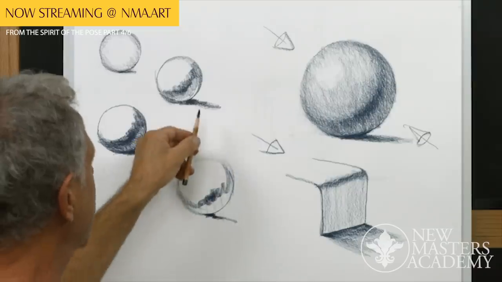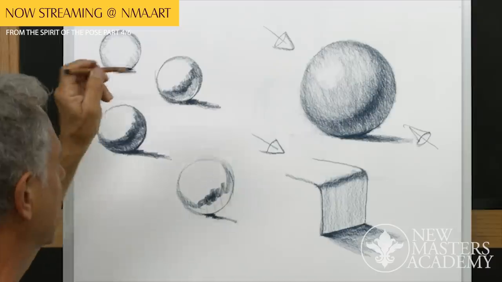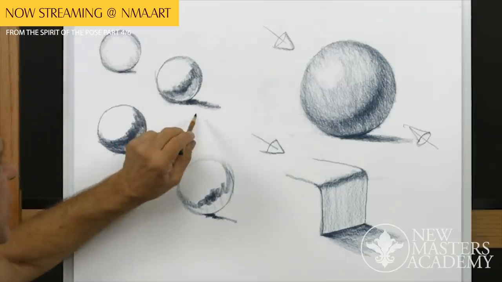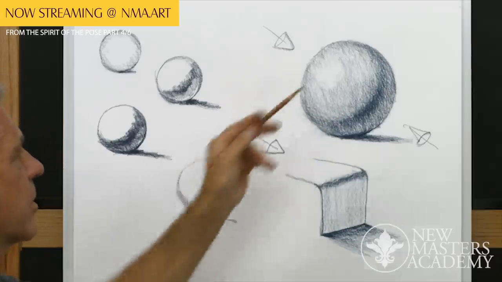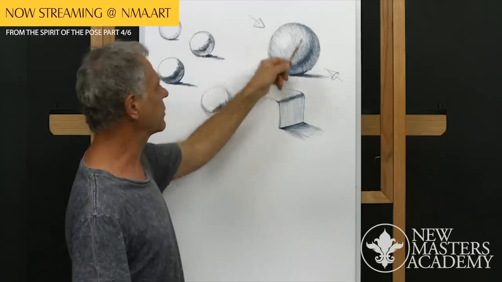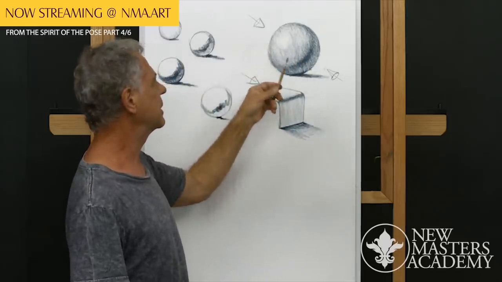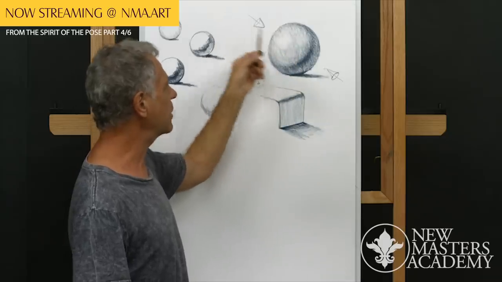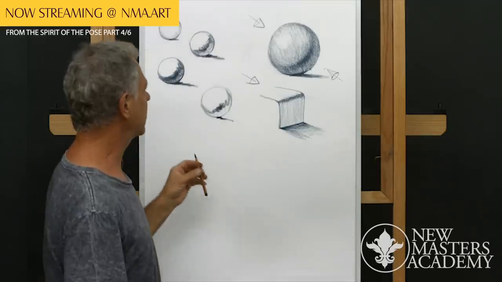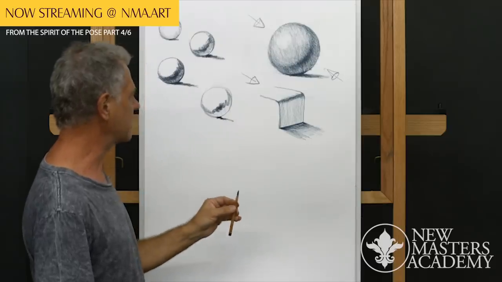And once again, what I started with here was a simple Michelangelo approach, which is local tone, core, reflected light, cast shadow. Then we added, if you remember, some halftone, and then we went further and made the local tone darker. So it still has its halftone effect. In other words, it's turning away from the light source. And we have a highlight.